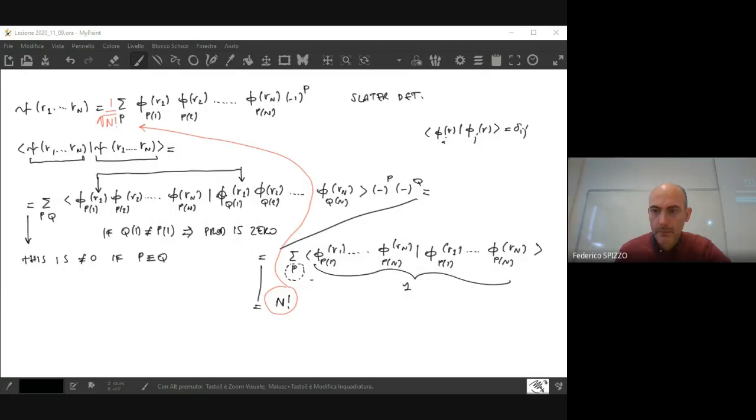Okay. So if it is fine, what I would like to do now is to evaluate the expectation value of the Slater determinant of one-electron and two-electron operators. And why should I do that? Because the idea is the following.